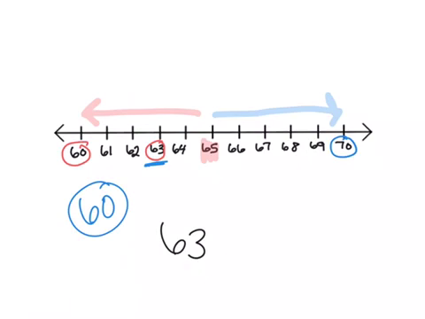Alright, another example, say you wanted to round the number 68. Look at your number line, find 68. You see that 68 is to the right of 65, so that means I'm going to round it to 70.